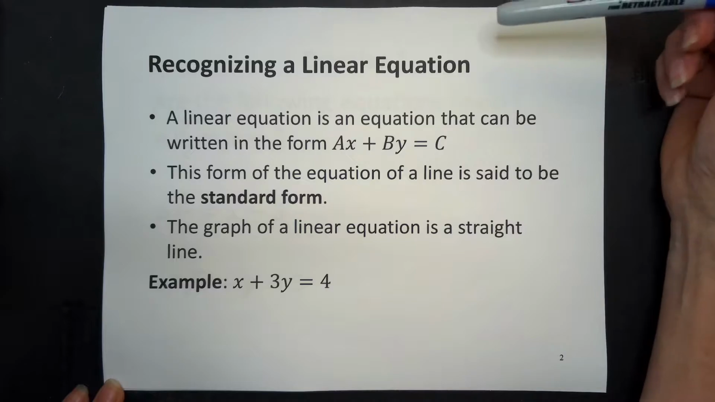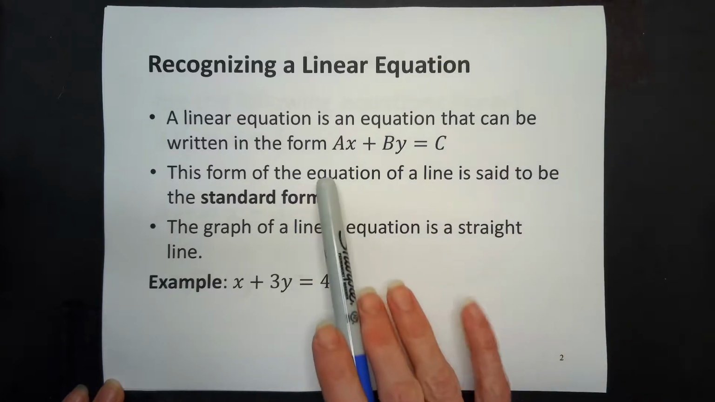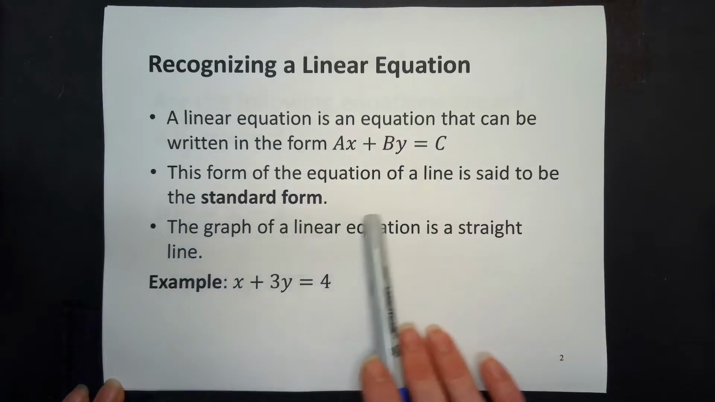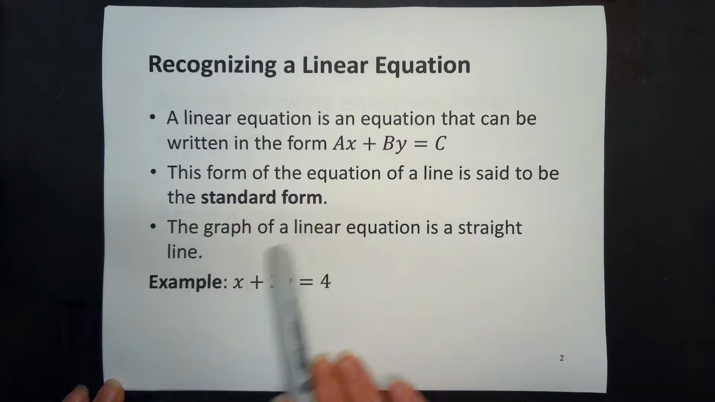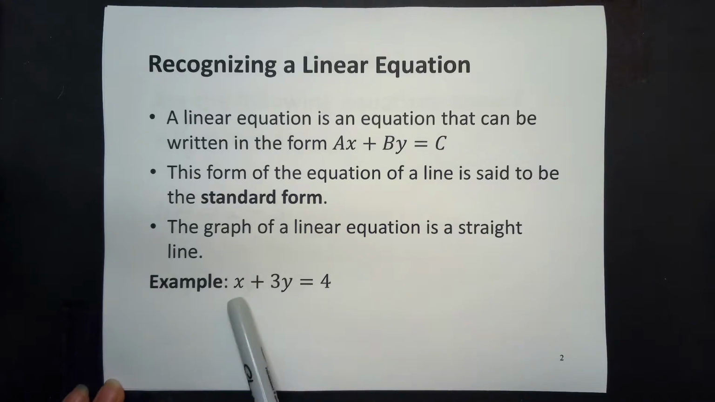Recognizing a linear equation. A linear equation is an equation that can be written in the form ax plus by equals c. This form of the equation of a line is said to be in standard form. The graph of a linear equation is a straight line. When they say standard form, usually you have the x first, then the y, with a plus between them, set equal to a constant.